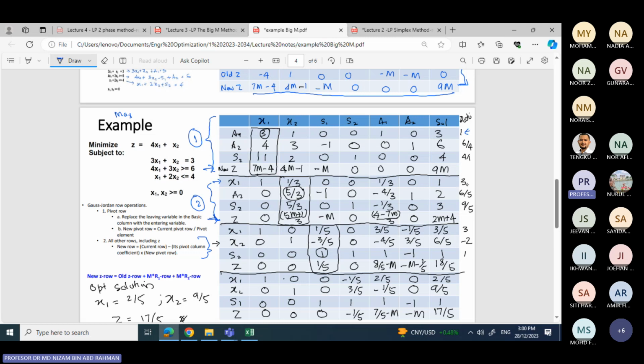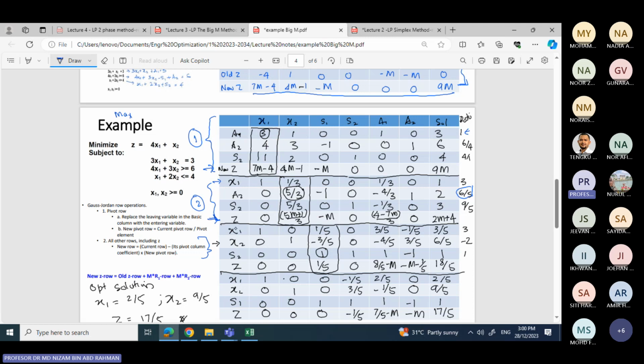1 over 1 over 3 equals 3. 2 over 5 over 3 becomes 6 over 5. 3 over 5 over 3 becomes 9 over 5. And the smallest value is this. This is the smallest. So because of that, A2 will be leaving and X2 will be entering.